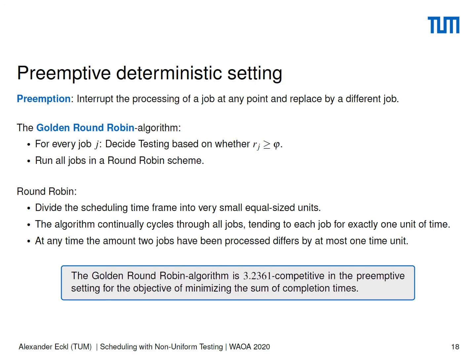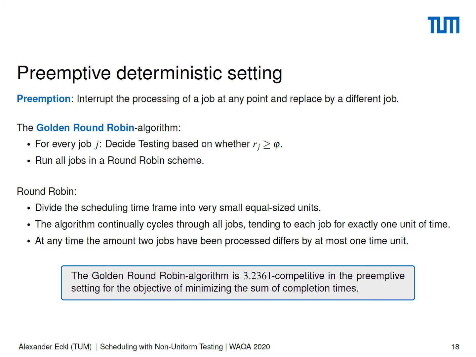Additionally to the randomized setting, we also considered the preemptive deterministic setting. In the preemptive setting, we are allowed to interrupt the processing of a job at any time in the schedule and replace it by a different job which is then scheduled. For this setting, we constructed the golden round-robin algorithm.